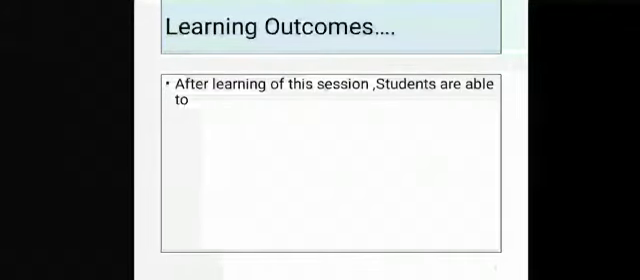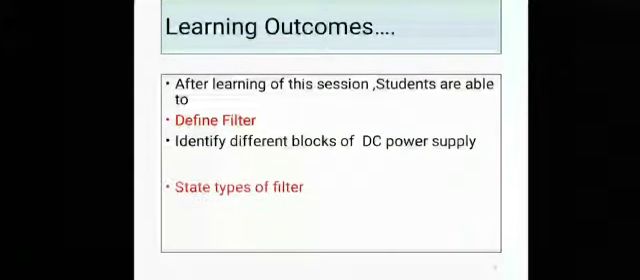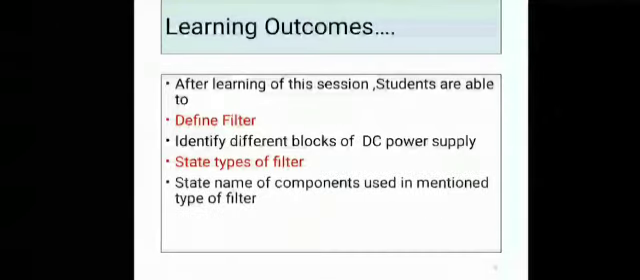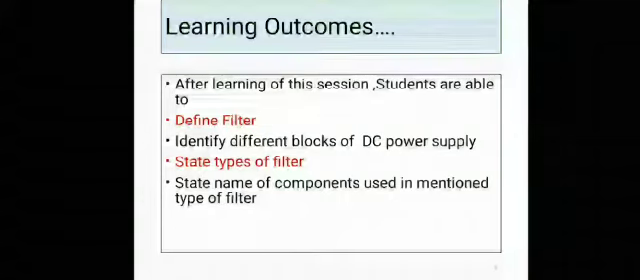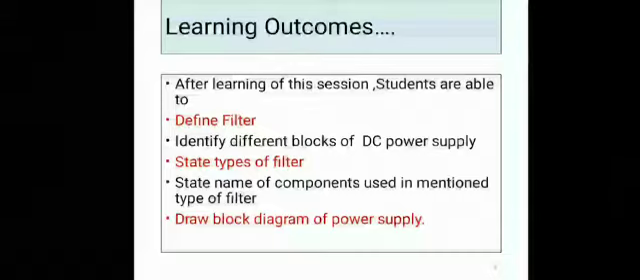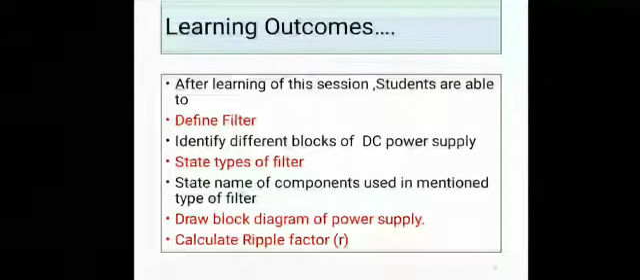Now, after learning this session on types of filters, students are able to define a filter, identify the different blocks of a DC power supply, state the types of filters, and name the different components used in a filter circuit, which are mentioned or asked in the examination. Again, students are able to draw the block diagram of a power supply, and also calculate the ripple factor.